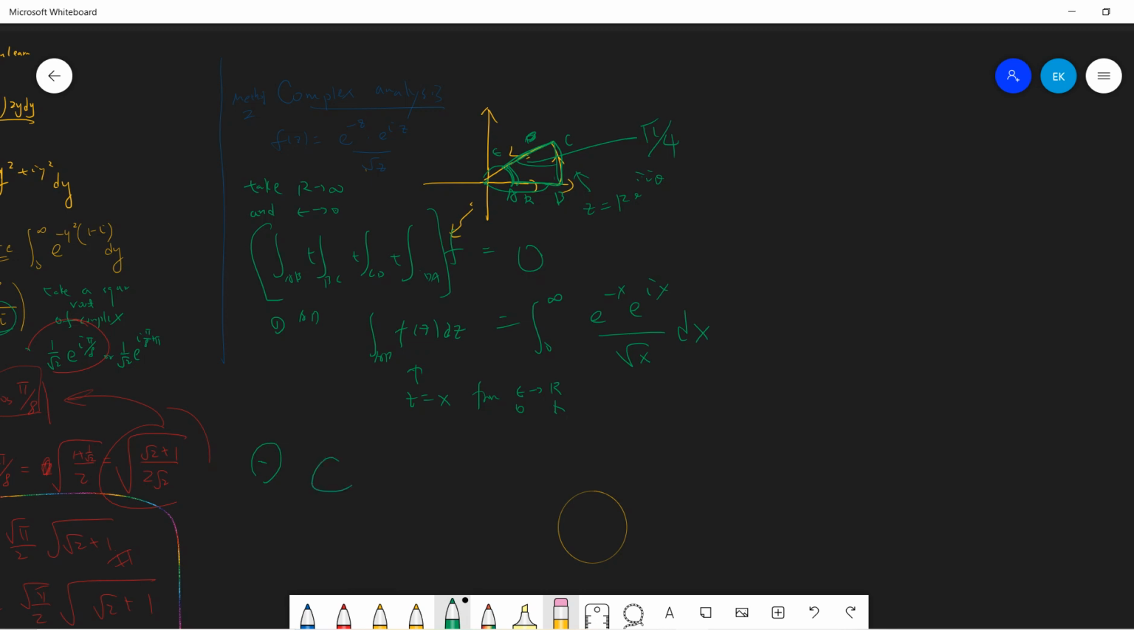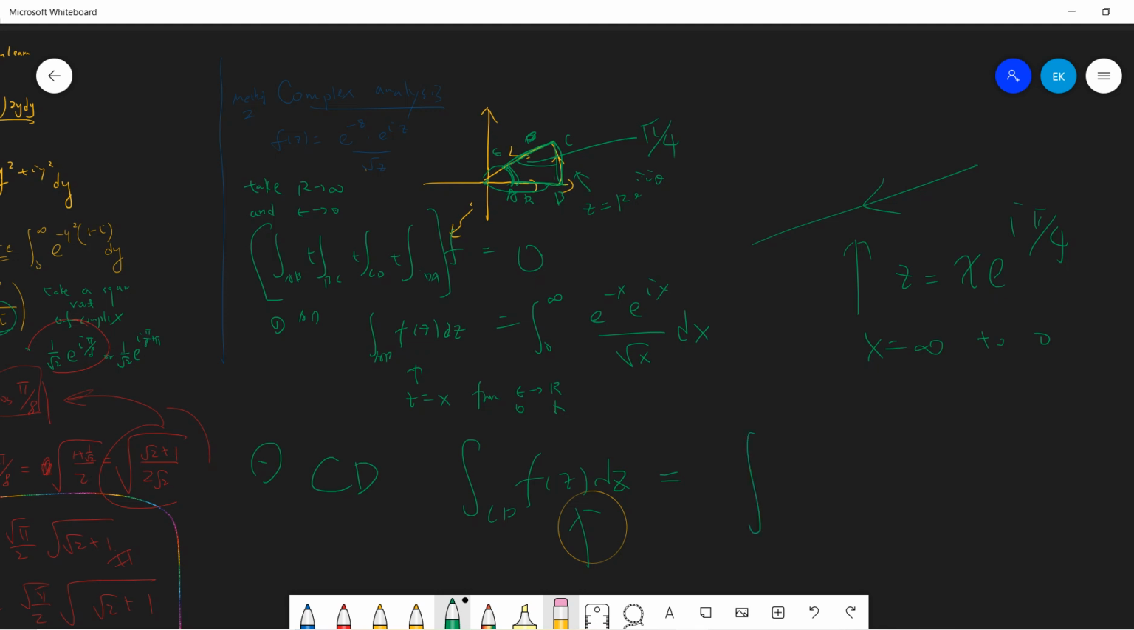So the final part is this: A, B, C, A, B, B, C, C, D. I'll give you the CD part. CD is a line, from here. So it's z equals x times exponential i pi divided by 4, and x goes from infinity to 0. So let's write this down.